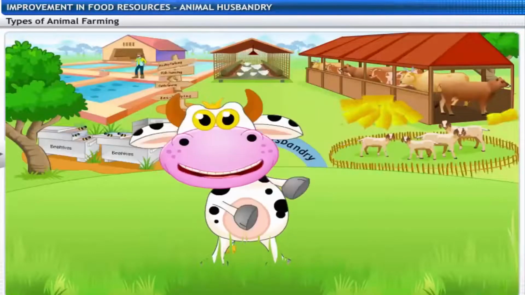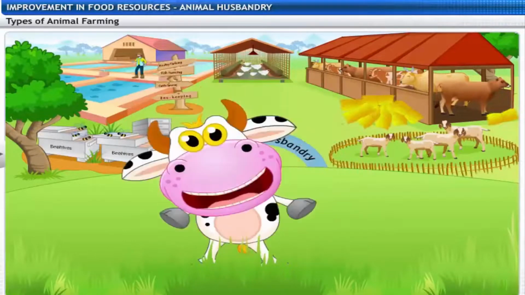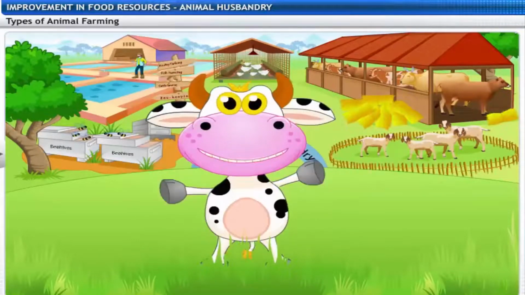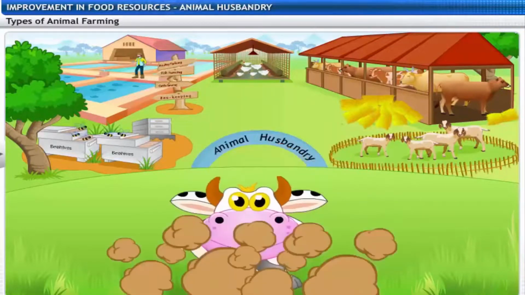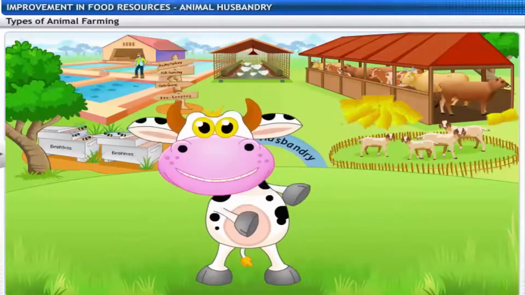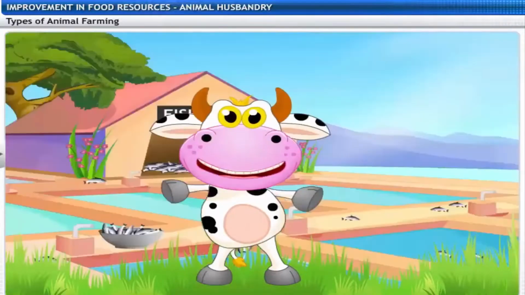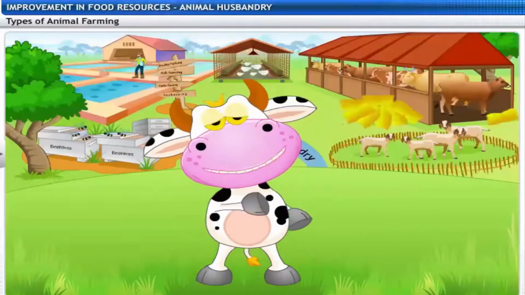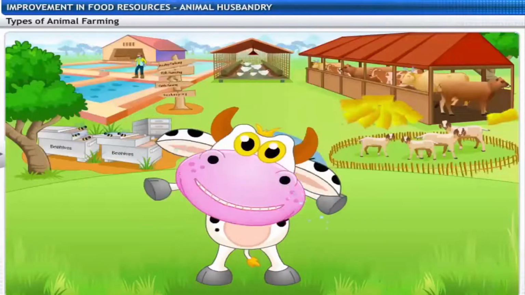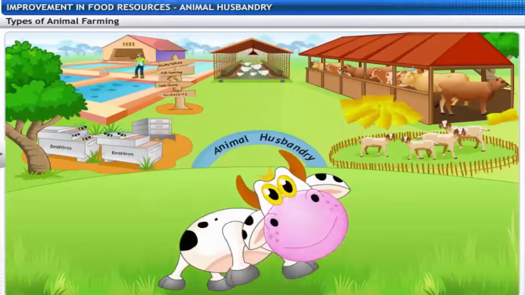Hey, there's the farm. Looks like a nice, clean place. And I can smell the hay. I'm hungry already. Now, let me see. They have cattle, poultry, fish, and even bees here. I should be able to find my friends in the cattle farm, so I'll head there. See you.